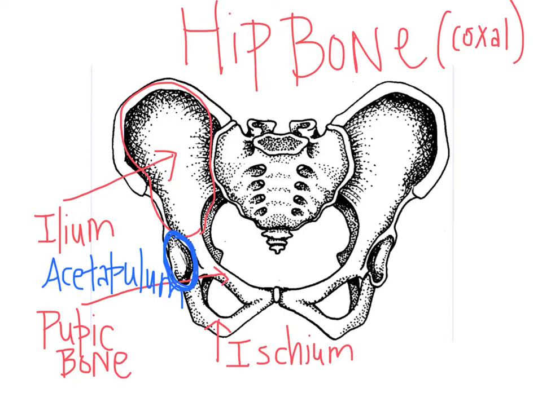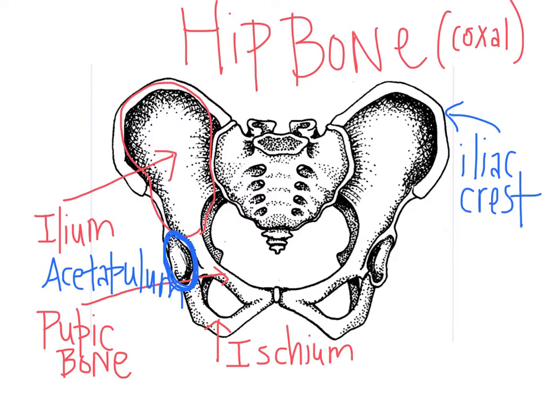Okay. Some other things that I want to be sure that you know how to label. That right there is known as your iliac crest. So again, when you touch your hip bone and you can feel it, that is what you are touching, your iliac crest.